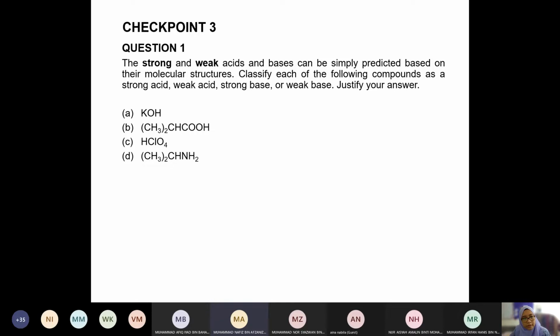Okay, alright, so it's already 3:44 p.m. Just now we started at 3:42.